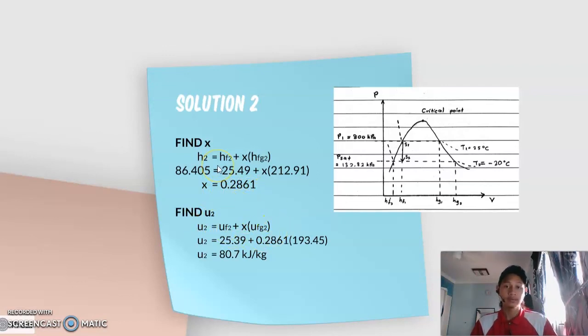Next, we find the U2. Same method that we used from the previous equation, but we just manipulate it from enthalpy to internal energy. The equation is U2 equal to UF2 plus X in bracket UFG2. So we must find the U2. The UF2 we got before is 25.39 plus the X value that we've just calculated, 0.2861, in bracket 193.45. The internal energy for the final state that I get is 80.7 kilojoule per kilogram.